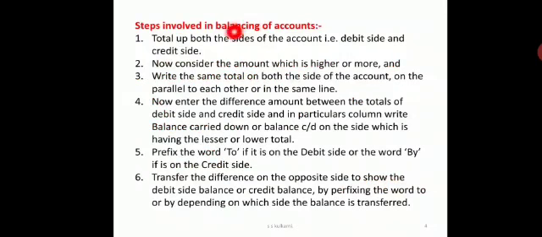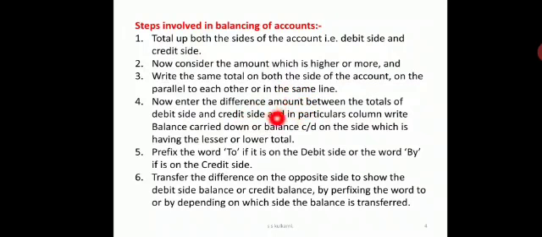Now what are the steps involved in balancing? The first step is you have to total both the sides, that is debit side and credit side. Now after totaling, I should take the higher amount, which is the bigger amount, into consideration. The same bigger amount total has to be written on both the sides in parallel to each other, in the same line in the amount column. Next, I should see the difference by deducting the lower total from the higher total.